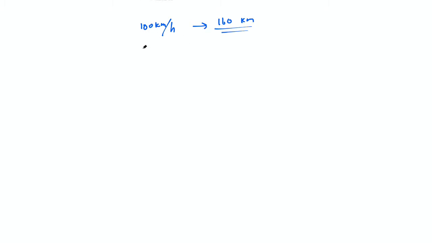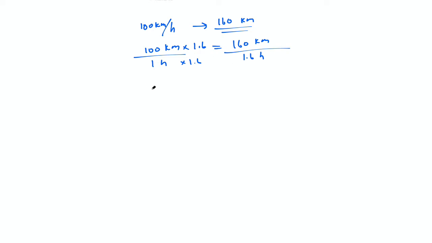Okay, so I know that if I have 100 kilometers per 1 hour, I need to multiply the top by 1.6 in order to get 160 kilometers. Okay, so that means I have to multiply the bottom by 1.6 too. So that means it would take exactly 1.6 hours to complete 160 kilometers.